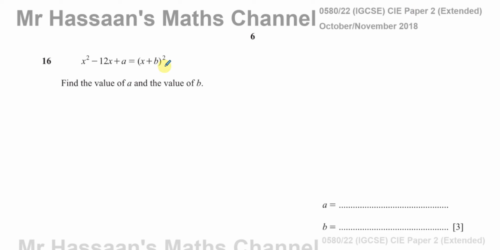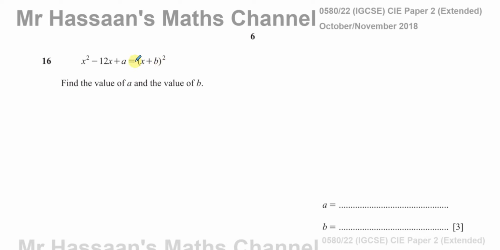This question here is about this expression. It says x squared minus 12x plus a is equal to x plus b squared. Find the value of a and find the value of b. Now, there are different ways that we can approach this question. One of those ways is by thinking of this in terms of completing the square.